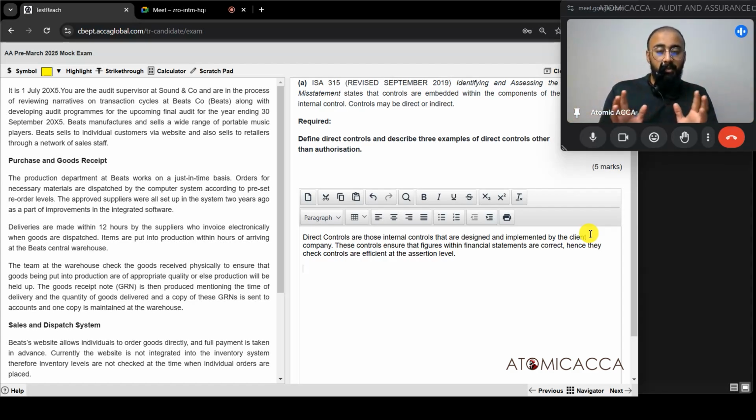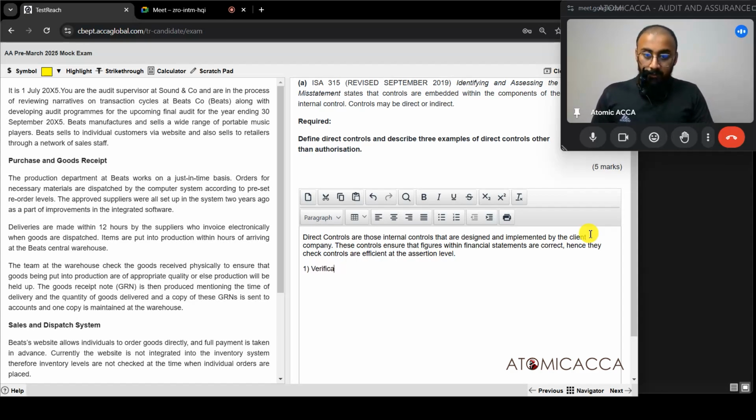Now they need three examples apart from authorization. From our normal technical studies, we have learned four other controls that we can use apart from authorization. Verification is there, reconciliation is there, segregation of duty is there, then the IT controls, physical and logical control, all those are there. Whichever three you know out of this, you can write here and just talk about it for 1 mark each. That is going to be the remaining part for this question. So authorization, oh no, they need apart from authorization.